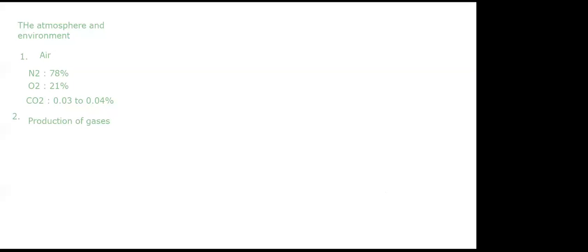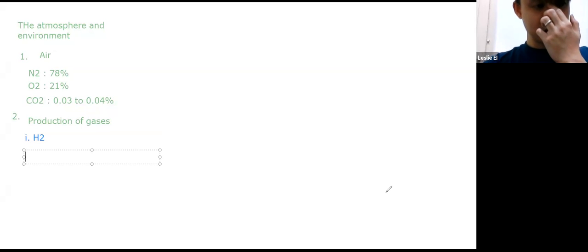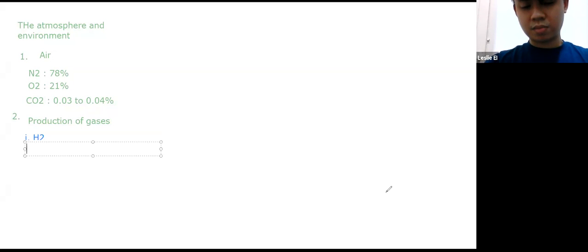Okay, so you go back again. The production of gases that they usually will ask you about: the first one is production of hydrogen gas. There are several ways to produce hydrogen gas, but one of them is through cracking. You haven't learned what cracking is, so I'll explain in short first. Through cracking of hydrocarbons.